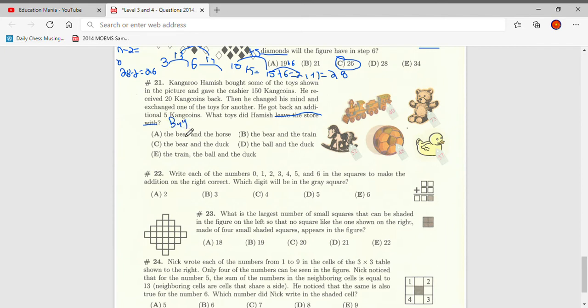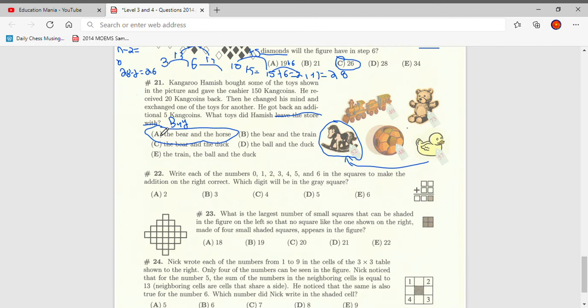So we're going to solve this question only using the information that he got back an additional 5 coins after he exchanged 1 toy. You're probably wondering how. Well, the way to do this is find which one has a difference of 5. In this case, duck and horse would. So that means he left with horse instead of duck. And the only one with horse is A, so the answer for number 21 is A. So we solved this question only using the info of 5 king coins. We didn't have to use the fact that he gave the cashier 150 and received 20 king coins back.